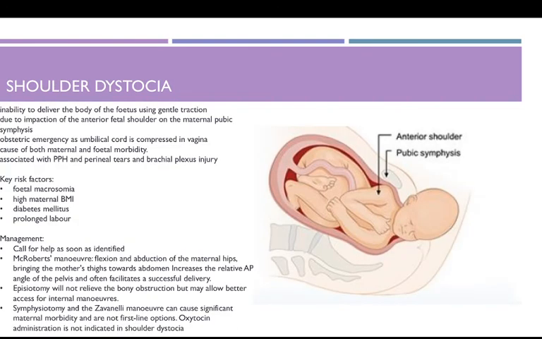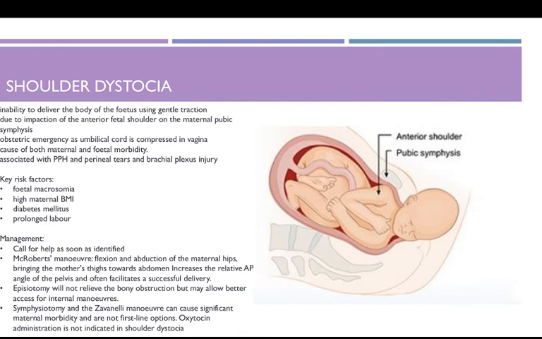Okay, shoulder dystocia. It's the inability to deliver the body of the fetus using gentle traction, and it's due to impaction of the anterior fetal shoulder on the maternal pubic symphysis, as you can see there. It's an obstetric emergency as the umbilical cord is compressed in the vagina, and it's a cause of both maternal and fetal morbidity. It's associated with postpartum hemorrhage, perineal tears, and brachial plexus injury. So the key risk factors are gestational diabetes, because it leads to fetal macrosomia, prolonged labour, and also high maternal BMI. So the management, as soon as it's identified, you need to call for help.